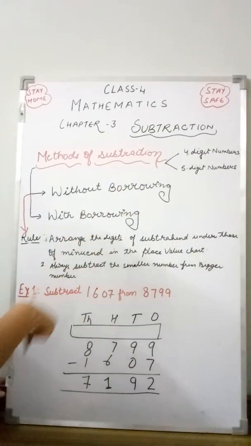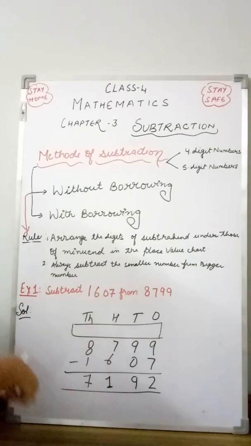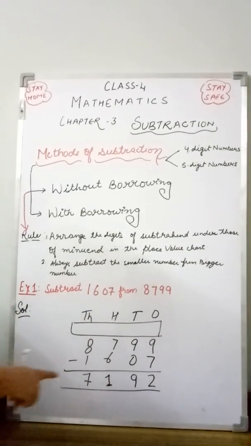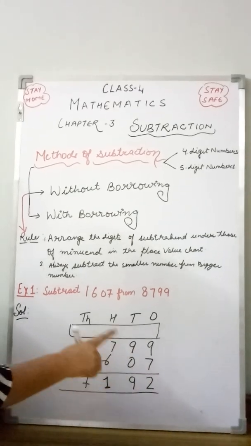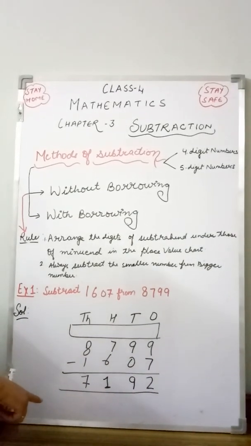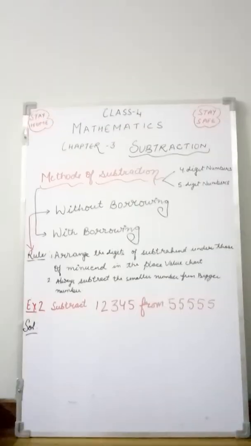So student, this is a 4-digit subtraction and without borrowing method. Here we are not taking any help from the other place. So this method is called without borrowing method, in which the steps are same. First start from the ones place, then tens place, 100 place and 1000 place. I hope you understand how to subtract a 4-digit number.